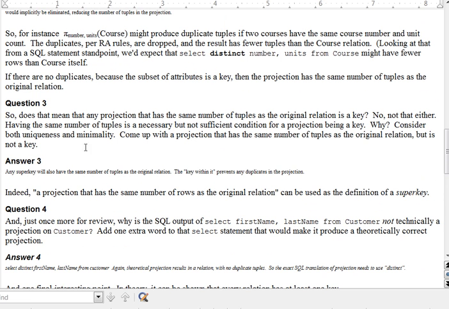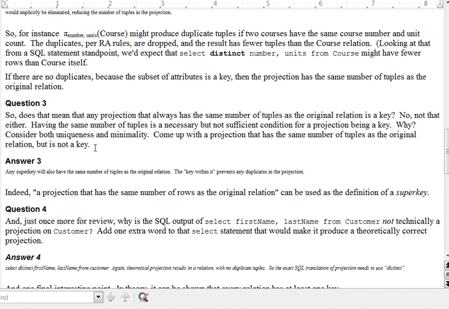So then in question 3, does that mean that any projection that has the same number of tuples as the original relationship is projecting to a key? No, not that either. Having the same number of tuples is a necessary but not sufficient condition for a projection being a key. Why? And consider both uniqueness and minimality. Come up with a projection that has the same number of tuples, always guaranteed, as the original relation, but is not a key.